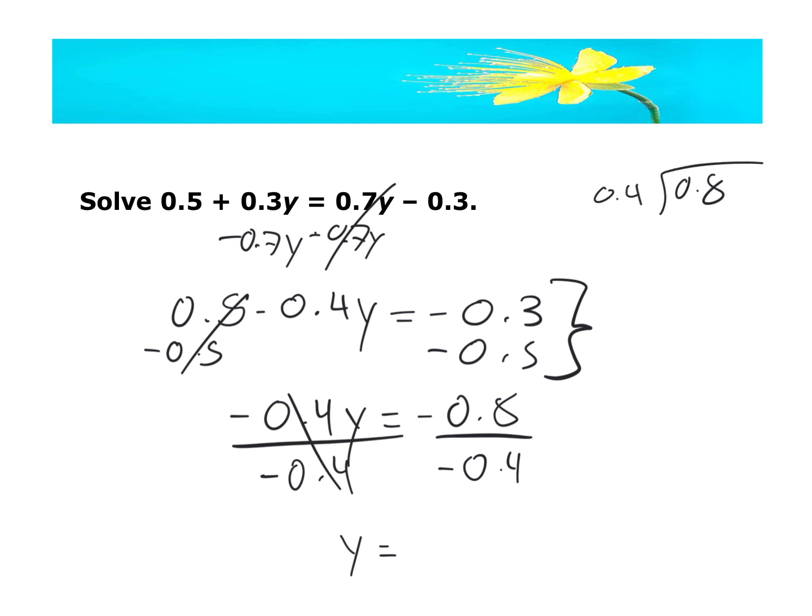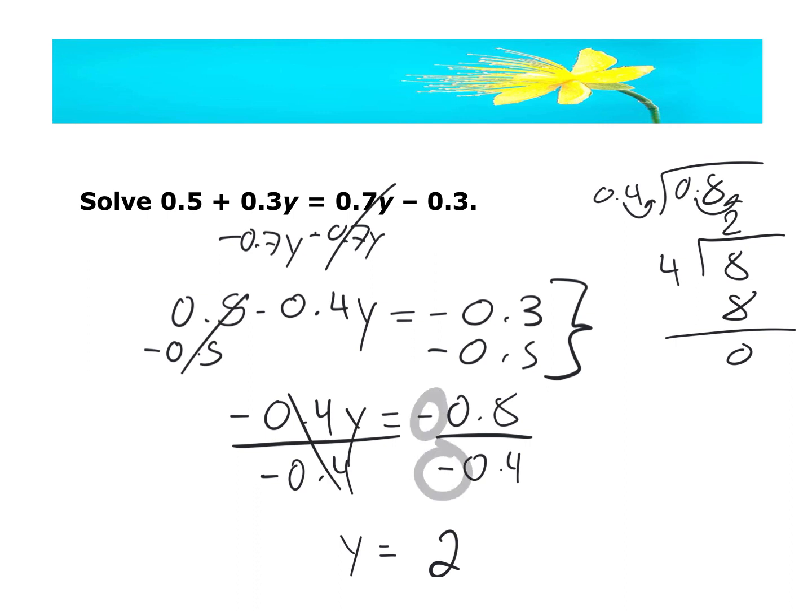Since we can't have that decimal outside, we're going to move it once. It's going to be 8 over 4. Still 2. Now, the reason it's positive is because we have a negative up in the top and a negative in the bottom, so the numerator and the denominator of that fraction. And a negative divided by a negative is a positive.